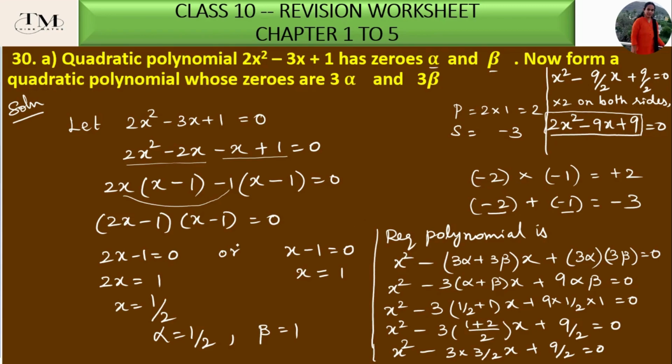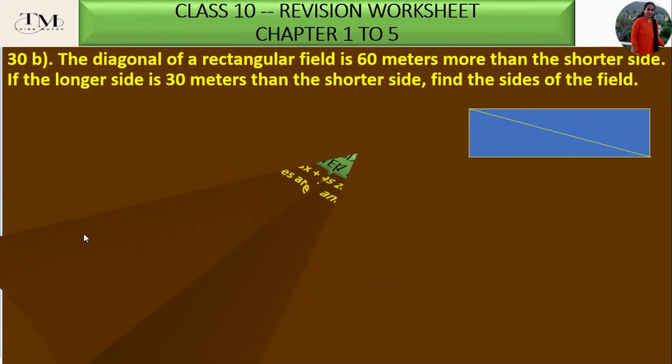Okay, children. So next question. It is a choice, so you can either attempt A or B. So what is the B part? The diagonal of a rectangular field is 60 meters more than the shorter side.